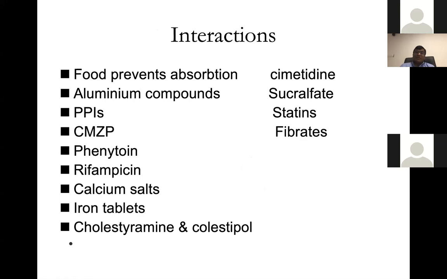These are the common things, drugs and other things that can interact with absorption as well as metabolism. Things like rifampicin can increase metabolism. Calcium and iron, I told you, can interfere with absorption. And similarly, things like sucralfate and food also prevent absorption. So you need to be aware of these things.